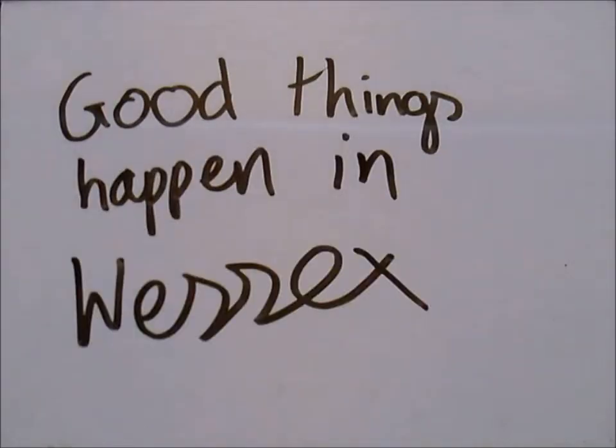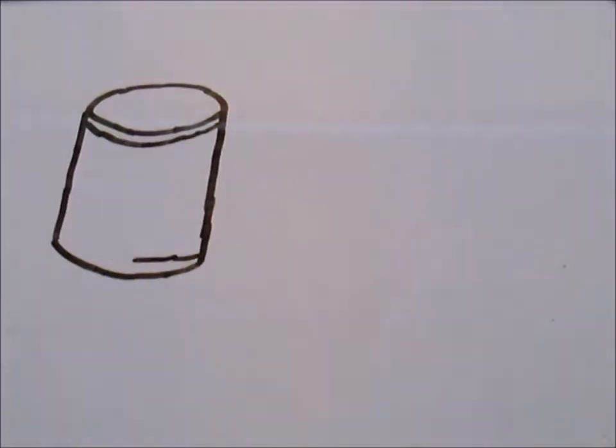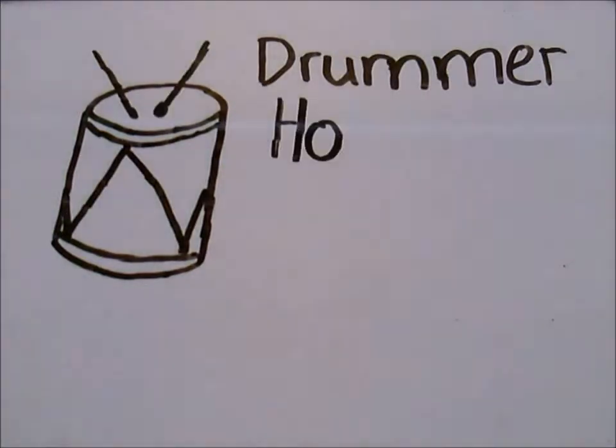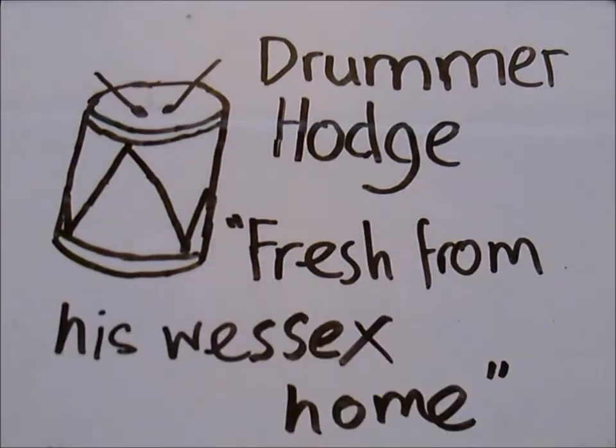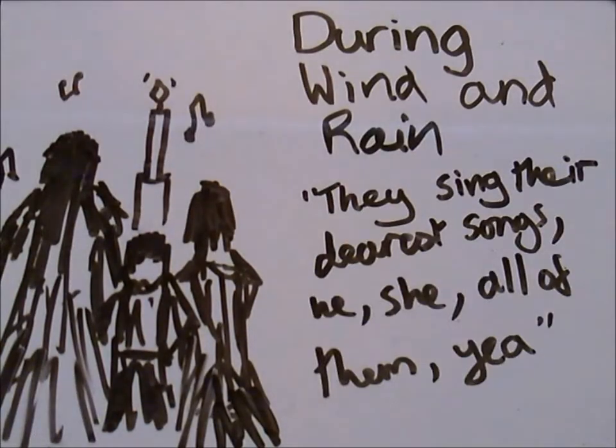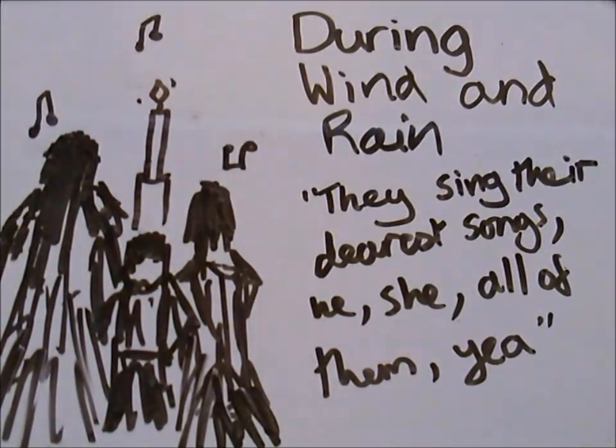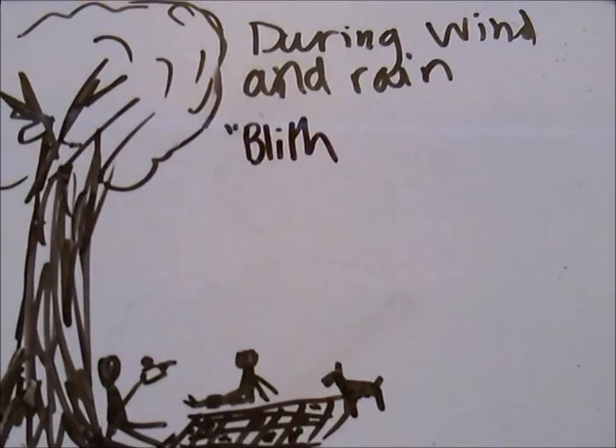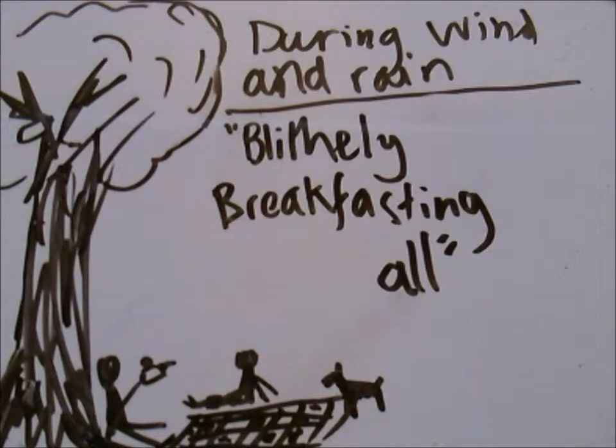In other words, good things happened in Wessex. In Hardy's poetry, references are made to Wessex. In Drummer Hodge, the young boy was no longer happy and innocent out of Wessex. He died on the war front. During Wind and Rain, the happy occasions such as a family singing together takes place in the fictional Wessex. The joyful breakfast outside under the tree with the animals is in Hardy's dream country.